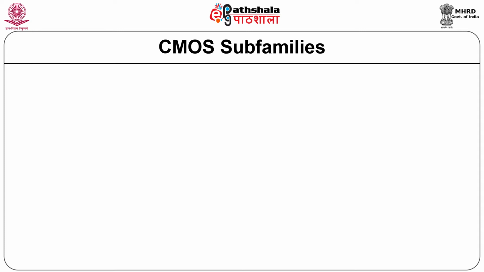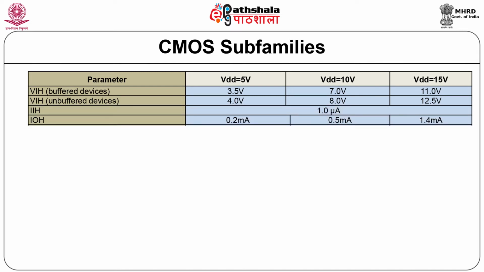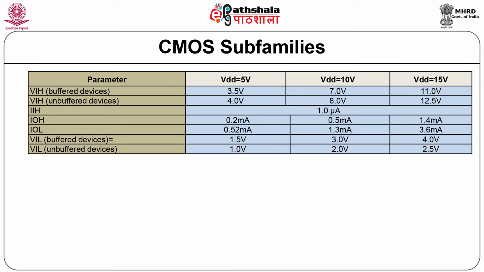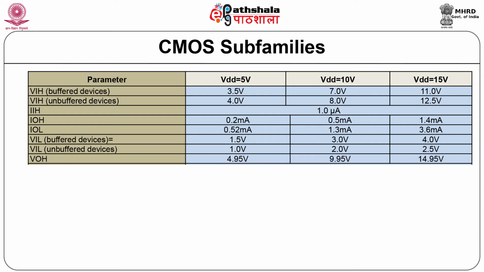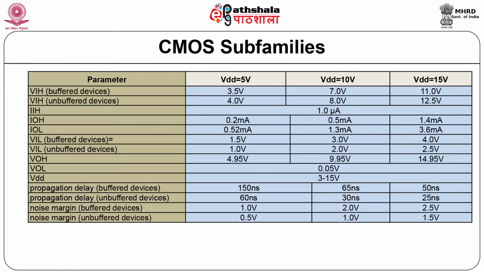Characteristic features of some CMOS subfamilies are listed below. They are VIH for buffered devices, VIH for unbuffered devices, IIH, IOH, IOL, VIL for buffered as well as for unbuffered devices, again VOH, VOL and VDD, and these parameters are listed for different values of VDD. Parameters such as propagation delay and noise margin are also listed here.